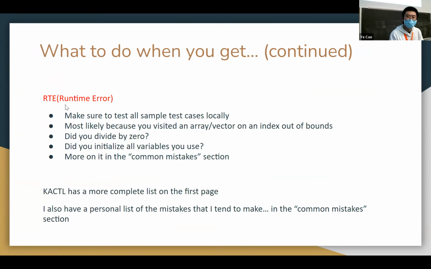And when you run into RTE, which stands for runtime error, the first thing to check: does your code generate the correct answer and exit without error for all the sample test cases? When you run into a runtime error, it's most likely because you visit an array or vector out of bound. In Java, that's probably not going to be the case, because when you try to visit something out of bound, the compiler will warn you and you would know, right? Same is the case in Python.